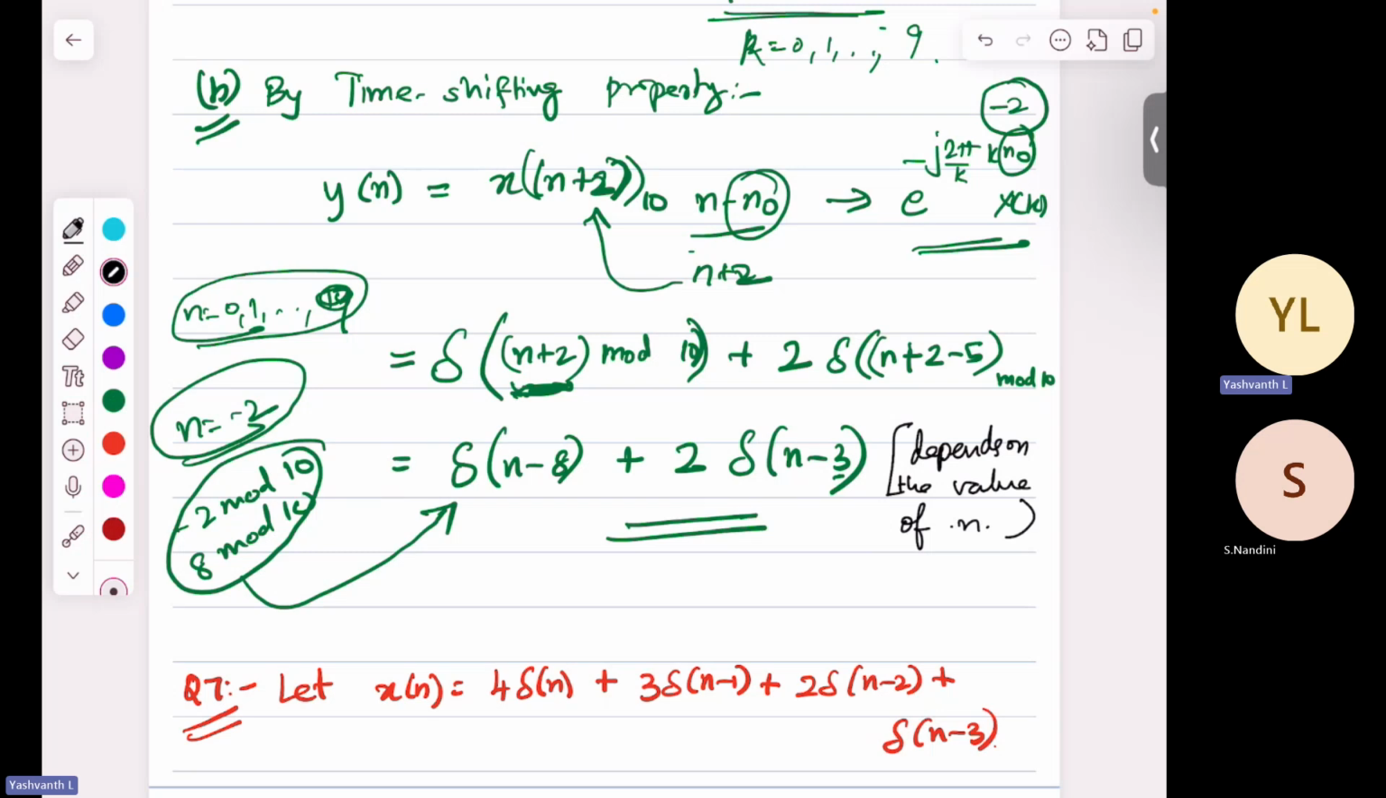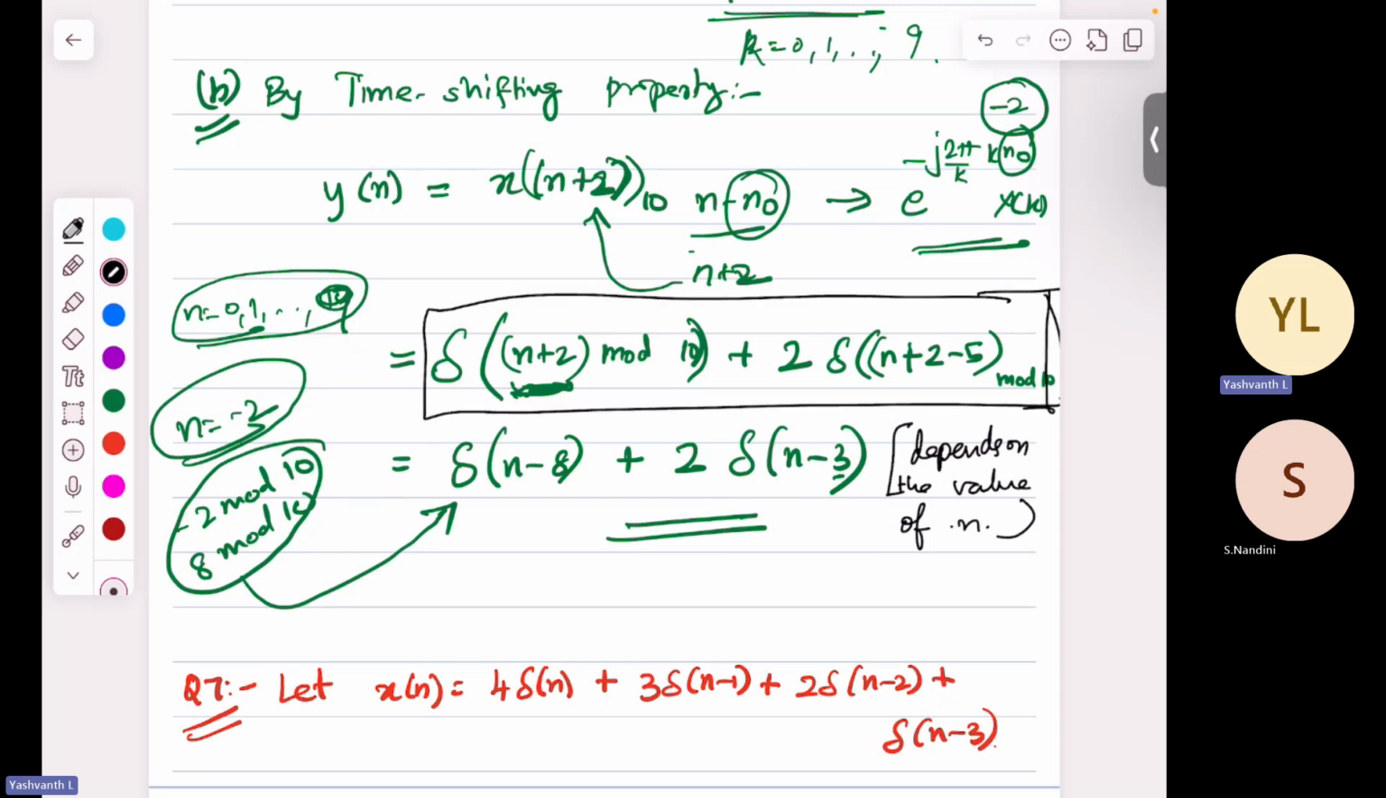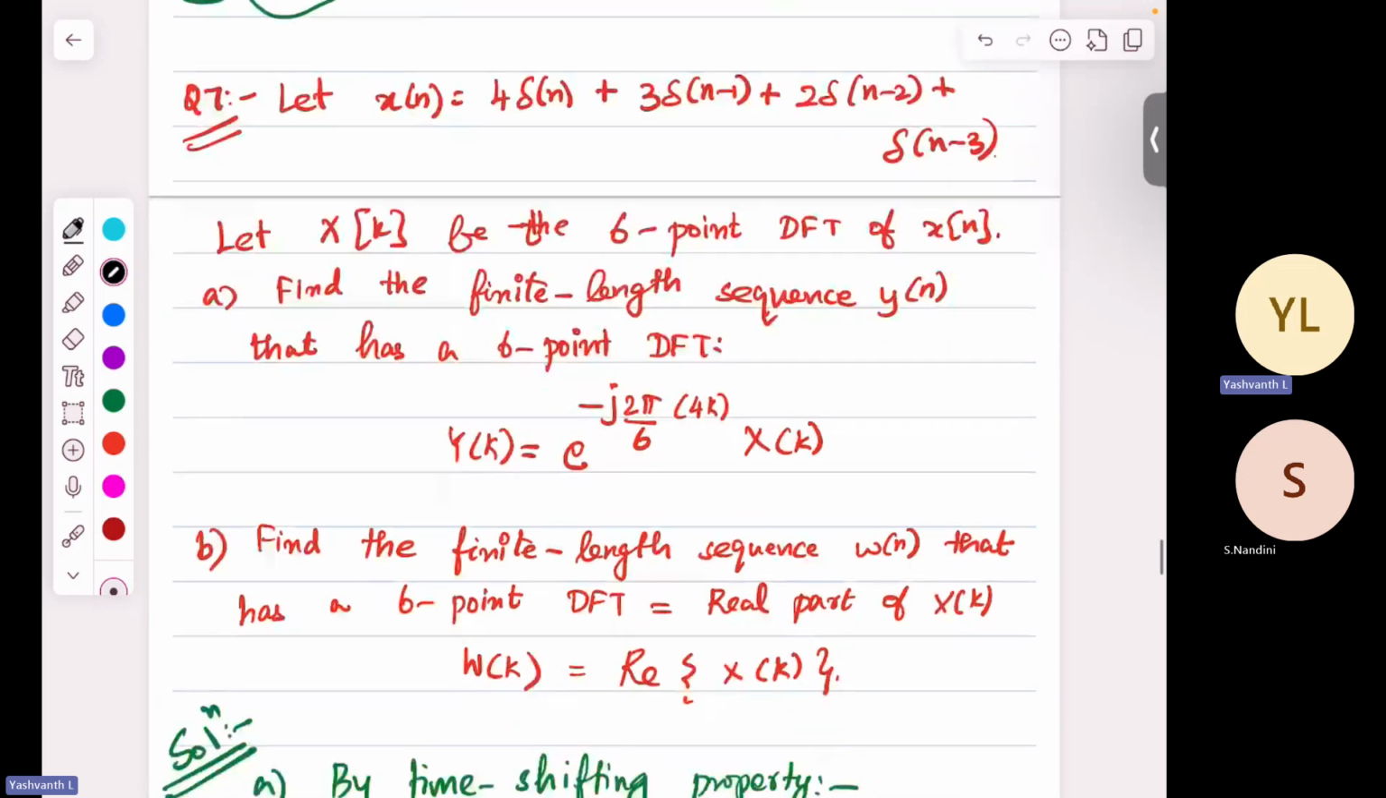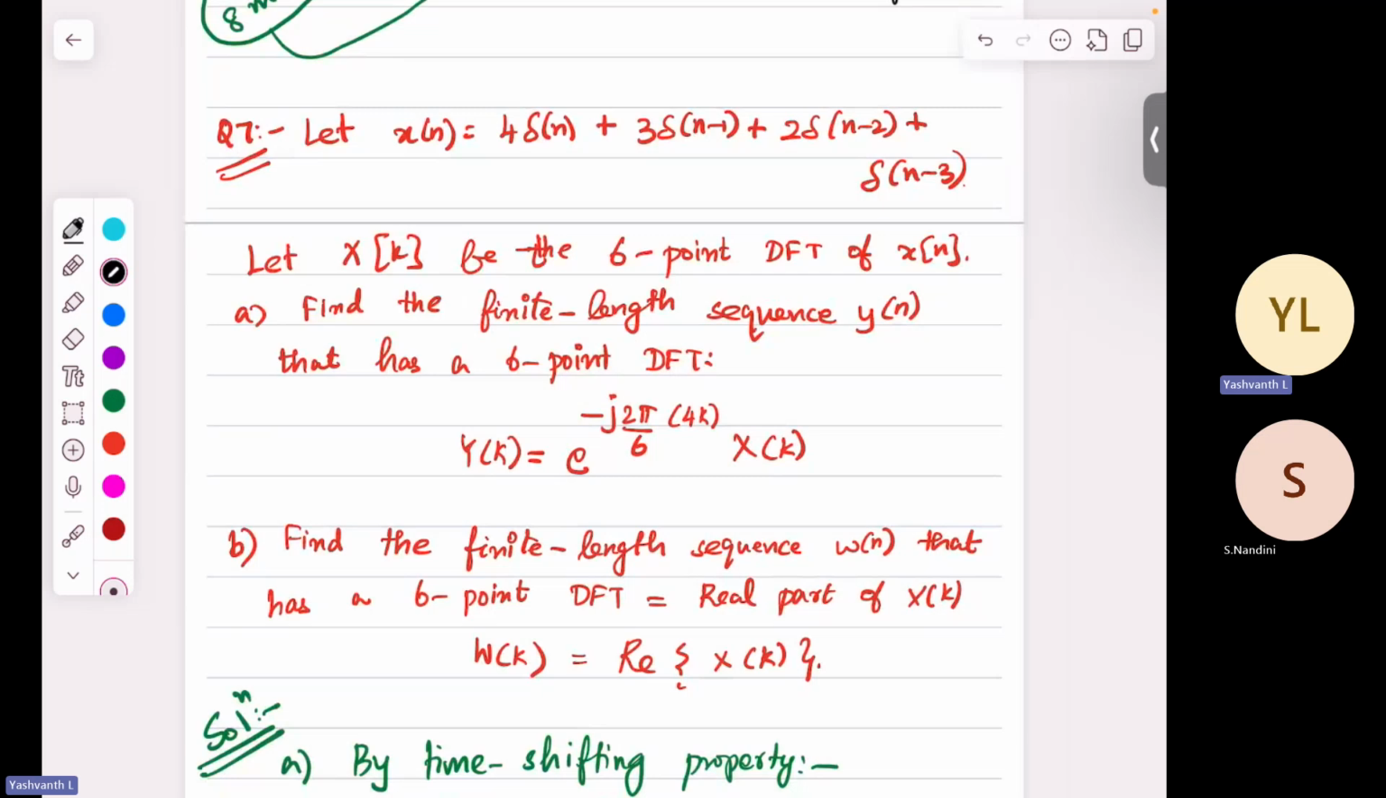Is the solution here? Is this okay? This is enough. This is the final answer. Okay or not? Okay. Next question, interesting question actually.